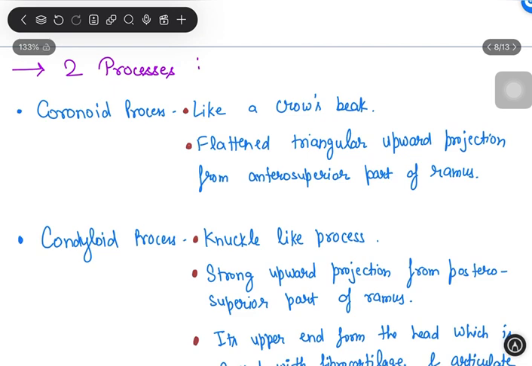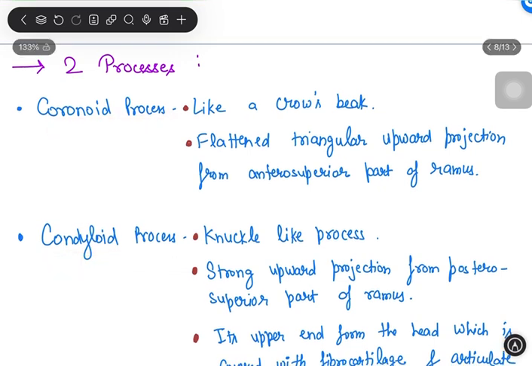Now we will talk about the two processes. These two processes are the coronoid process and the condyloid process. The coronoid process is like a crow's beak. The meaning of coronoid is crow's beak, and it is a flattened triangular upward projection from the anterior superior part of the ramus.